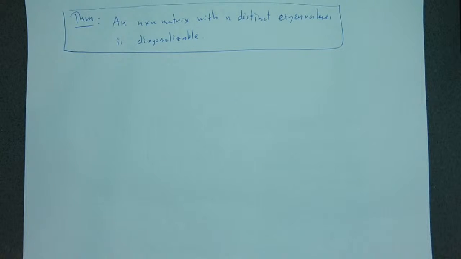Basically, the idea here is if you have n distinct eigenvalues, each of the eigenspaces associated to those has dimension 1. And so for each eigenvalue, you get one eigenvector. Those, because they come from different eigenspaces, are guaranteed to be linearly independent. And so you get n linearly independent eigenvectors, and you're done. It's diagonalizable by the diagonalization theorem.